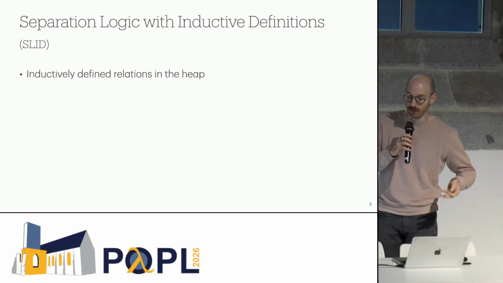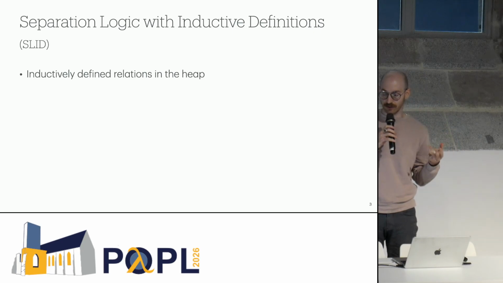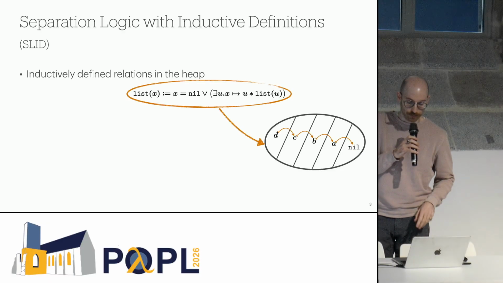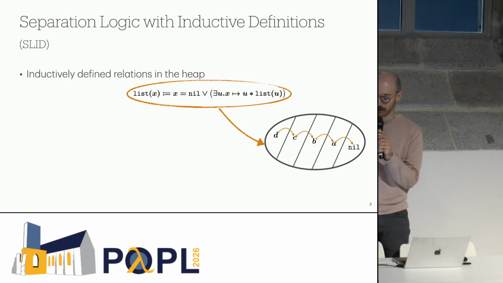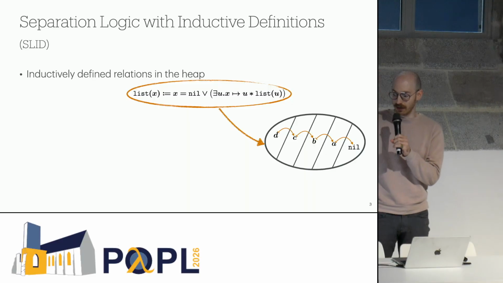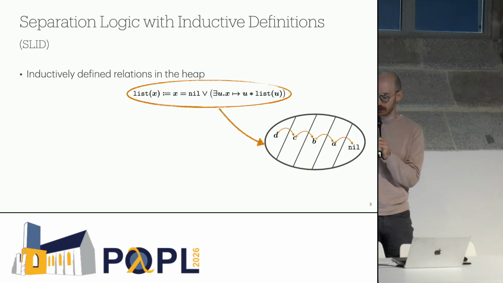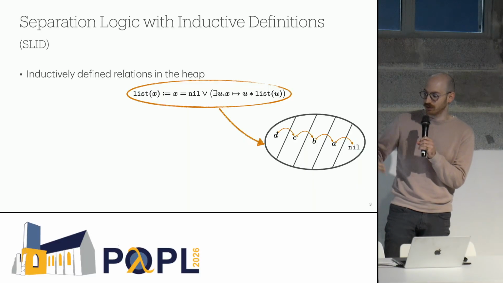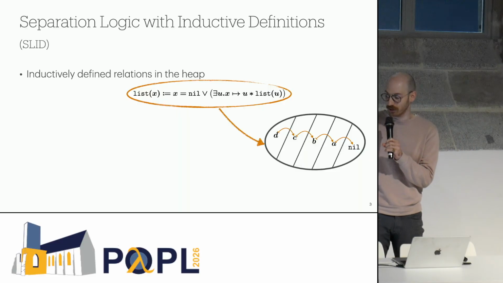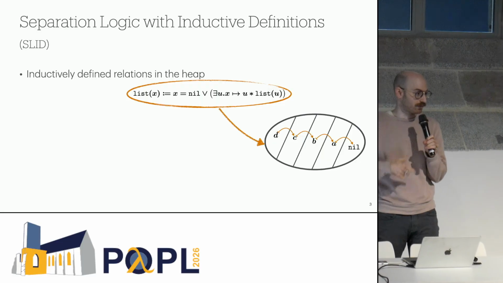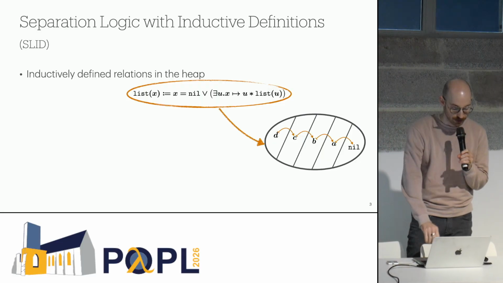So we enrich our language with inductively defined relations in the heap. For example, we can have this inductively defined list predicate. We can have a singleton list, which is just nil, or we can extend some list from the left. So in this picture, we have the heap where D points to C, points to B, points to A, points to nil, and every memory location in the heap satisfies this list of X predicate.